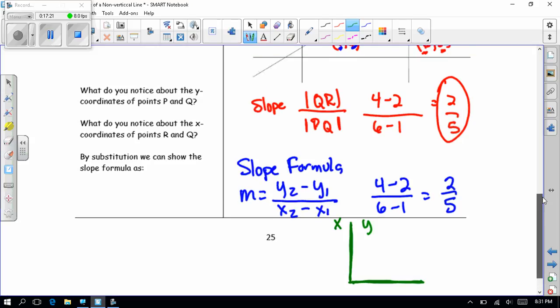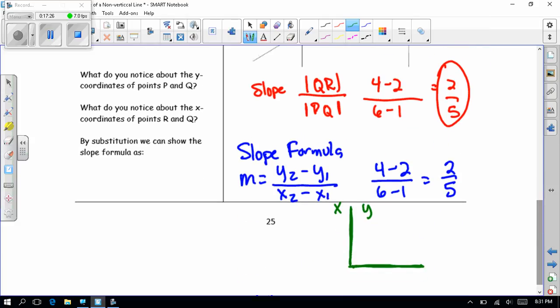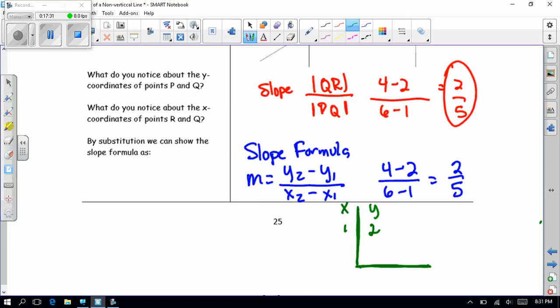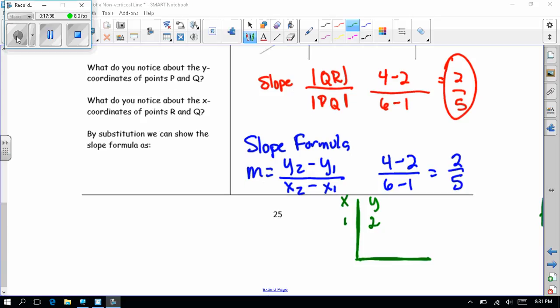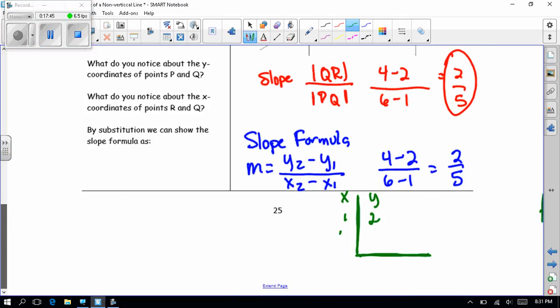So our first point, our P, was 1, 2. So we're going to put our X1 over there, our Y2 over there. Okay, and our other point was 6, 4. And we're going to subtract down. 2 minus 4 is going to be -2. 1 minus 6 is going to be -5.